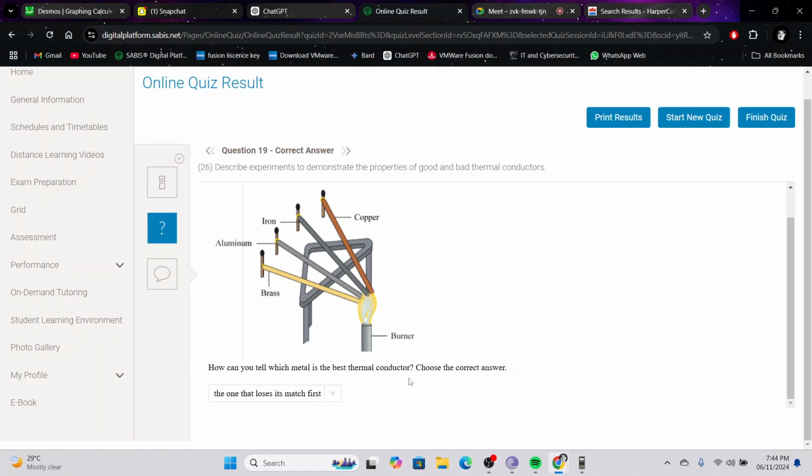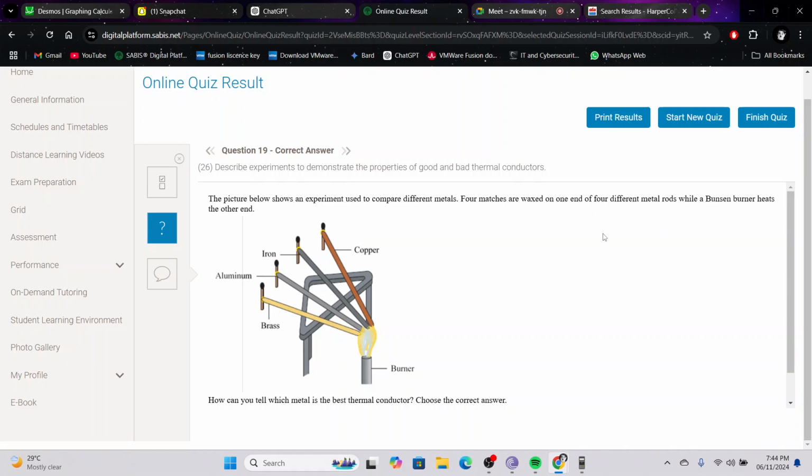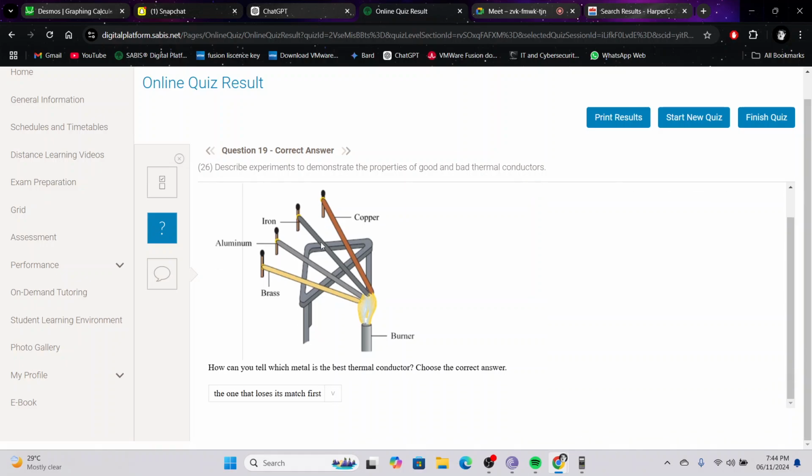Okay, question 19. How can you tell which metal is the best thermal conductor? The one that loses the match first, because somewhere here it said, yeah, wax. They have wax, so it's going to be the first one to melt the wax. Whichever one melts the wax first is the fastest conductor, because that means heat is traveling the fastest through. The one that loses its match first, because the wax will melt and the match will fall off.